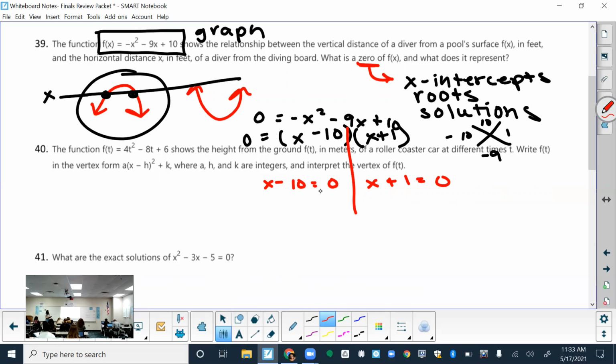So what is my first x value? X equals 10. And then this x would be -1. So these are my two zeros for this function. You can graph it using the quadratic formula or factor. Questions on this one? All right, one more question. Who would like to ask it?